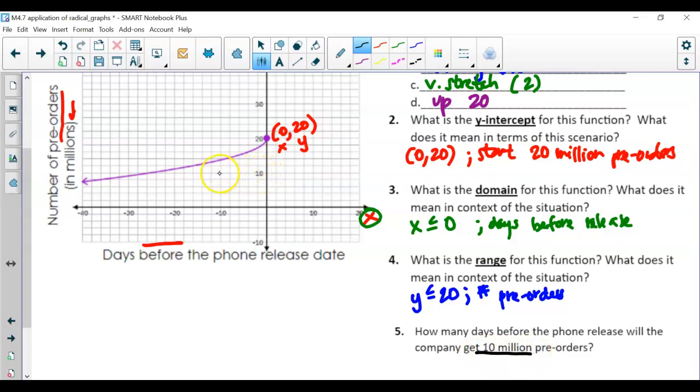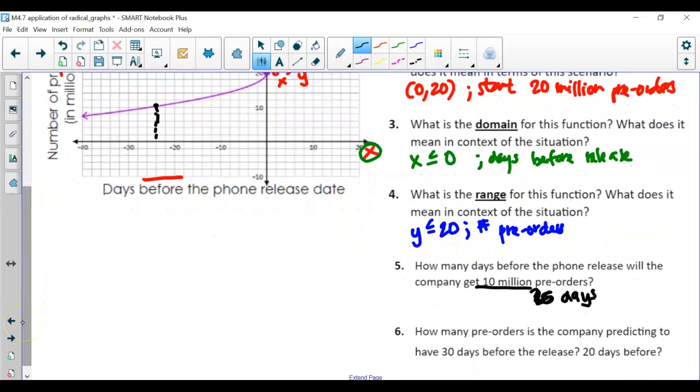So we've got to go over to the graph to see about how many days before. Here we're at about halfway between -20 and -30, so about 25 days, 25 days before the phone release. Because again, remember, the negative represents the before, leading up to the sales. So 25 days before, they would have already reached 10 million pre-orders.